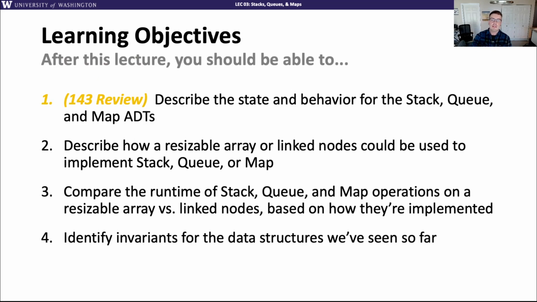The learning objectives for today: after this lecture, you should be able to attempt these things. Describe the state and behavior of the stack, the queue, and the map ADTs. Describe how a resizable array or linked nodes could be used to implement stack, queue, or map. Compare the runtime of stack, queue, and map operations on resizable arrays versus linked nodes based on how they're implemented. And finally, we're going to introduce this idea of invariants, so we want you to identify invariants for the data structures we've seen so far.